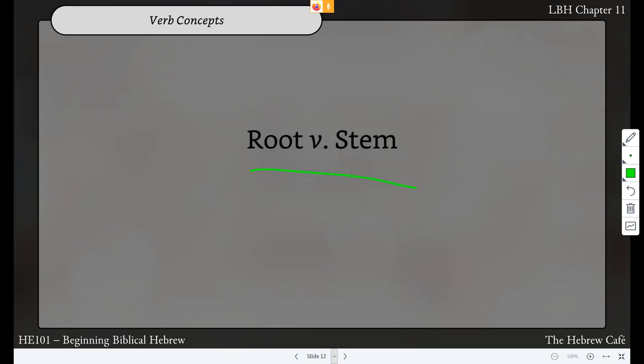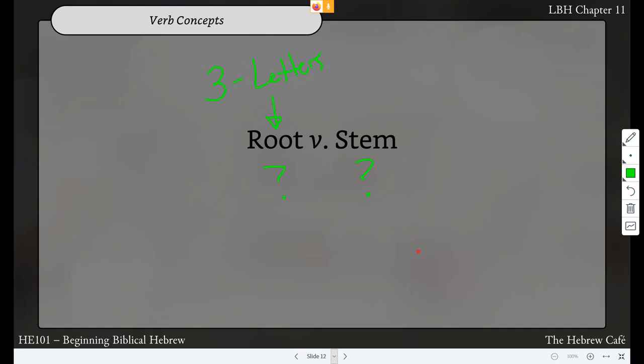All right, another term. Root versus stem. What is a root in verbal terminology, and what is a stem? Any clue what they meant? The root is the base word, the three-consonant word, mm-hmm, and the stem comes at the end. It could be him or whatever is attached to it.